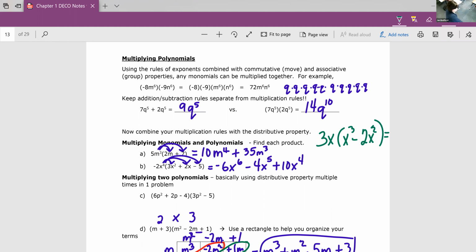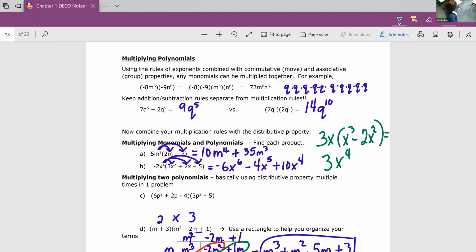So what would 3x times x to the third be? Very good. Because what's the number in front of this x, even though I don't see it? It's a 1. 3 times 1 is 3, and x times x to the third is x to the fourth. I've got one of those x's, and I'm going to multiply it times 3 more of those x's. That's a total of 4.